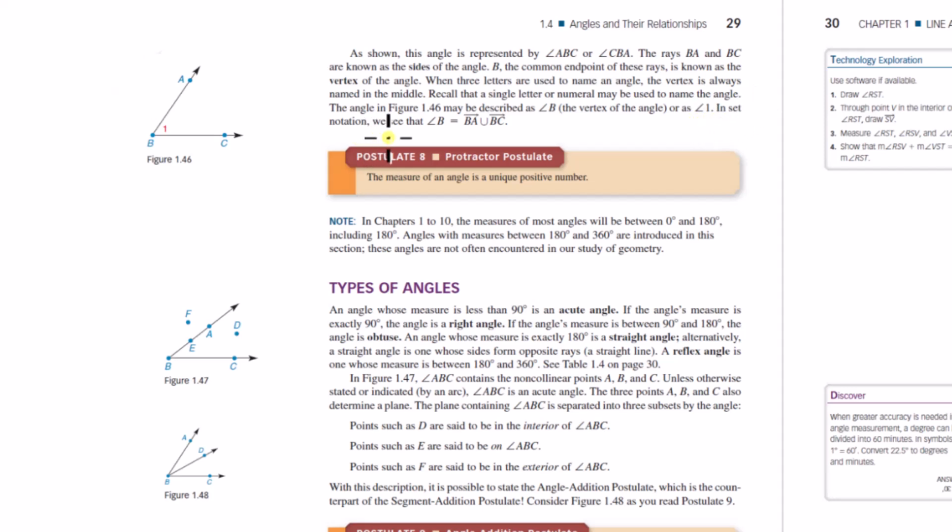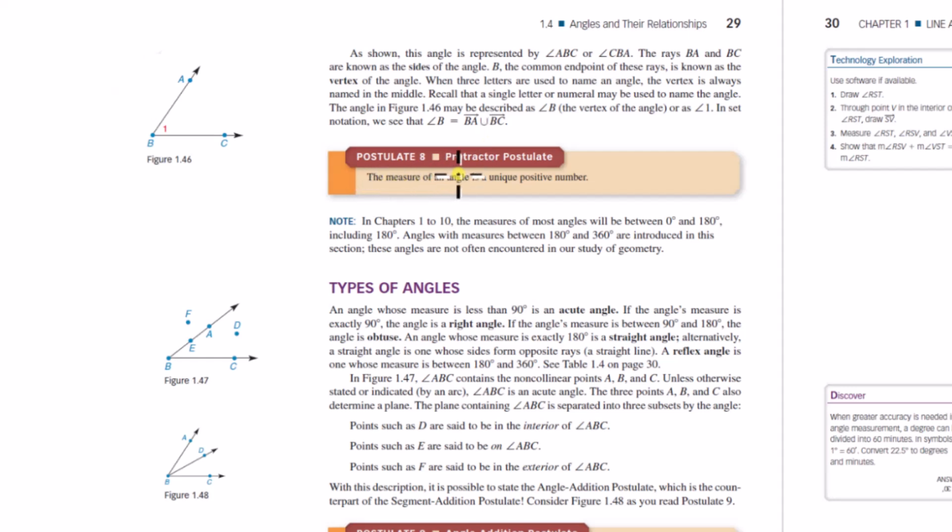In set notation, we see that angle B is equal to the union of ray BA and BC. So you can say angle B, angle 1, angle ABC, angle CBA. And again, this is the union of ray BA and BC, with that first letter telling you that the rays share a common endpoint. All right.